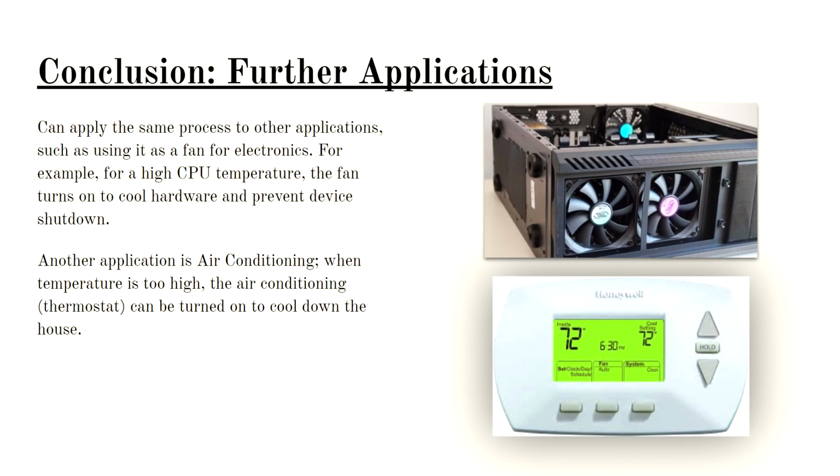We wanted to discuss further applications of this simple fundamental process in our device. We can apply it to things such as fan for electronics. For example, when at a high CPU temperature, a fan would automatically turn on to cool the hardware and prevent device shutdown. Another example of this process used in everyday life is air conditioning. When a thermostat senses a temperature that is too high or low, the air conditioning in the house would turn on to cool or heat you up.